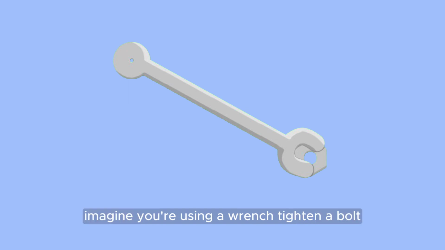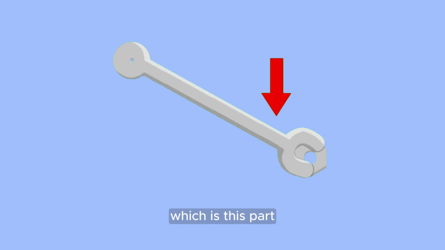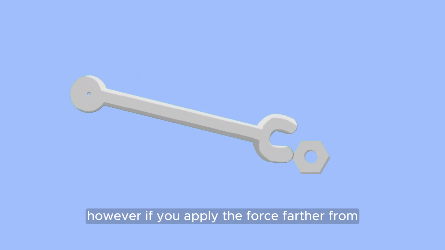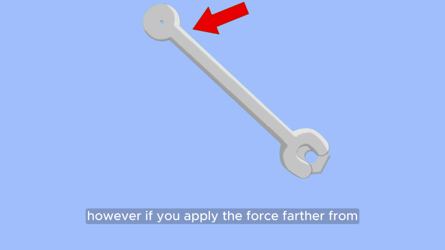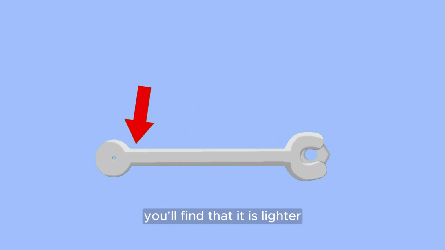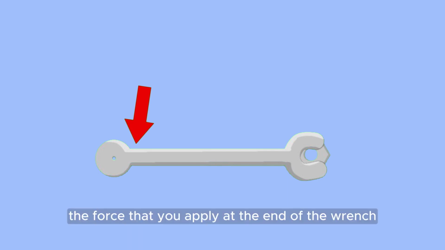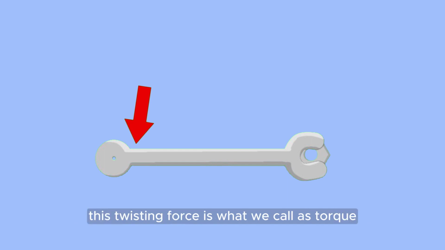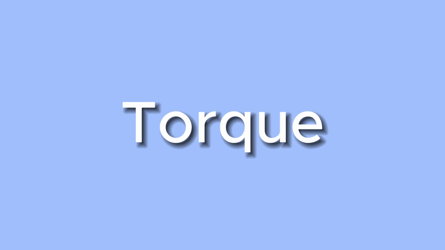Imagine you're using a wrench to turn a bolt. When you apply force closer to the axis of rotation, which is this part, you will find that it is harder to rotate the wrench. However, if you apply the force farther from the axis of rotation, on the other side of the wrench, you will find that it is lighter, or easier to move the wrench. So, the force that you apply at the end of the wrench creates the twisting motion. This twisting force is what we call torque.